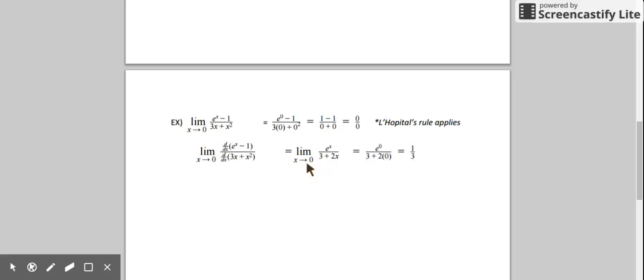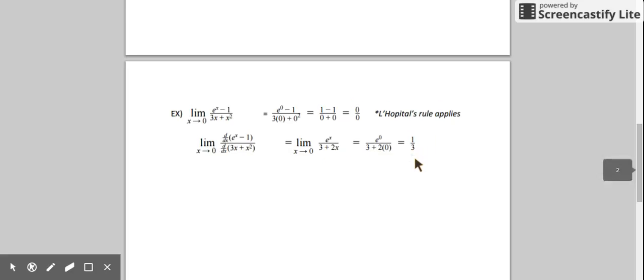Now let's try and substitute. If I plug in 0, I get e to the 0, which is 1. And on the bottom, 3 plus 2 times 0 is just 3. So the value is 1/3. In general, if you have a graphing utility or a graphing calculator, always check your answers and make sure you got the right answer.